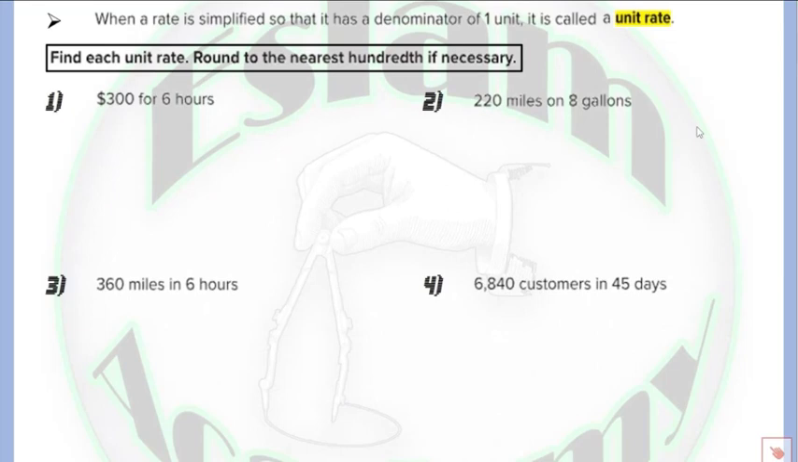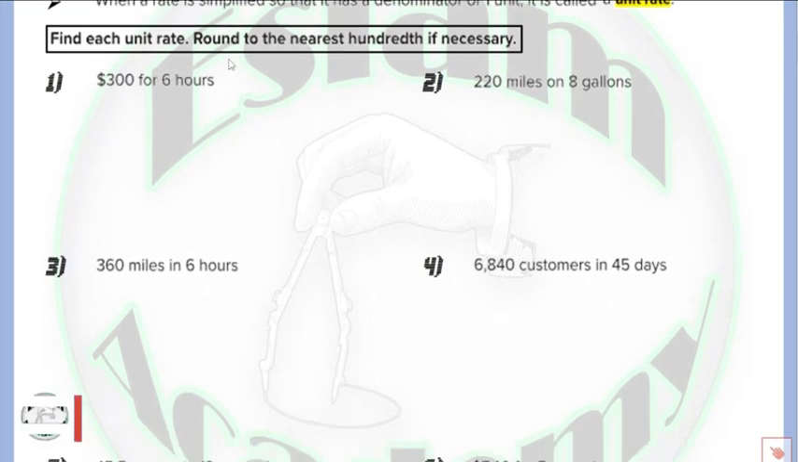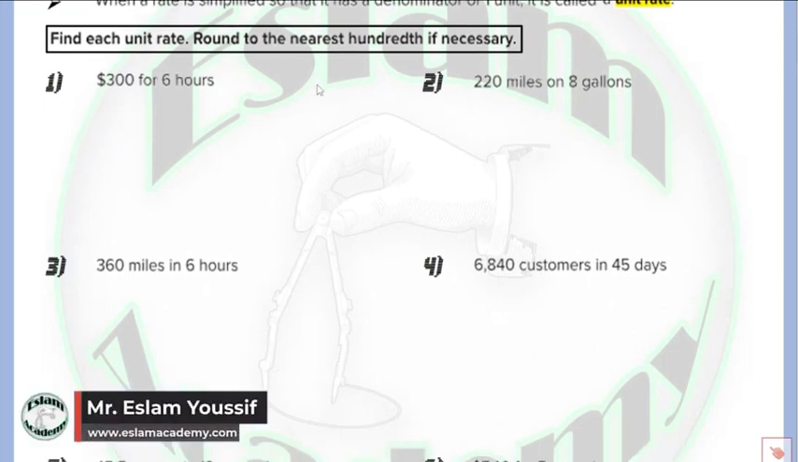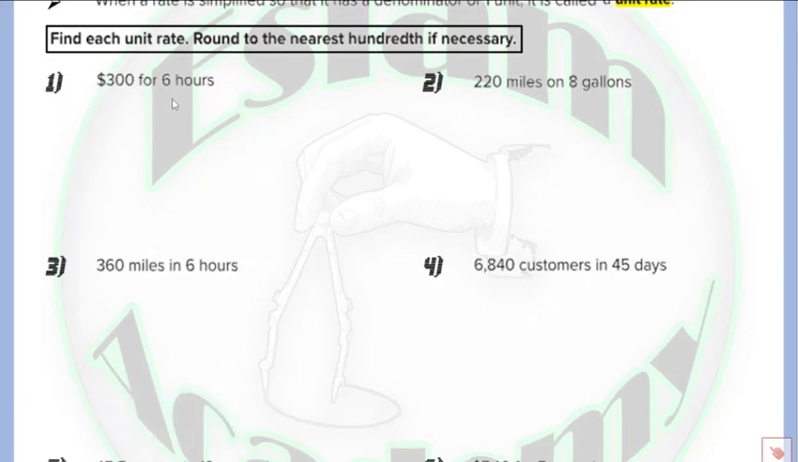You will find that in the first problem. We need to find each unit rate and round to the nearest hundredth if that's necessary. So number 1, we have $300 for 6 hours. If you need to find the rate, we divide the number of dollars by the number of hours. So we just divide 300 by 6. By solving, you will find that the answer equals 50. 300 here is dollars, so the first unit is dollar, and the second quantity is hours. So it will be $50 per hour.